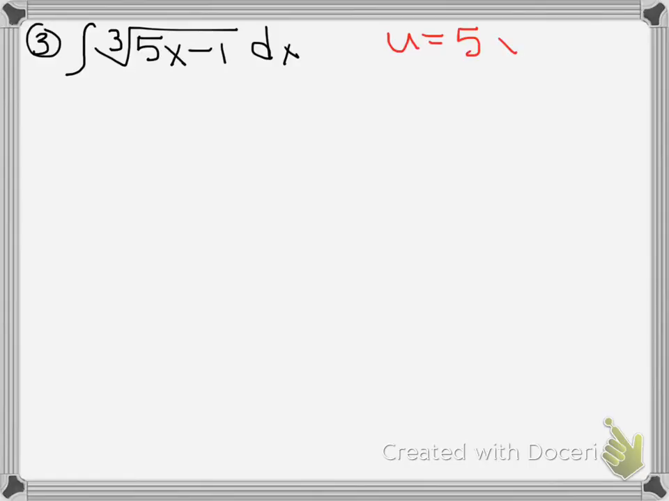Number 3, let's go again. The integral of the cube root of 5x minus 1 dx. Okay, u substitution. You need to do a u substitution anytime that you're dealing with a function whose derivative is not 1. So, we're going to come off to the side. I want you to think for a second. What should be our u substitution? What should we let u equal? I hope you're thinking 5x minus 1, because that's what I'm thinking.